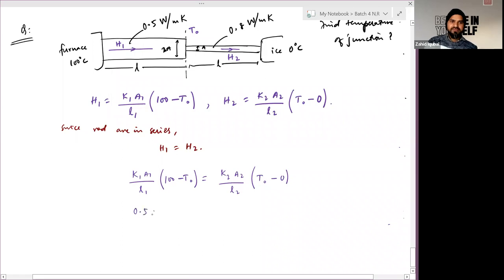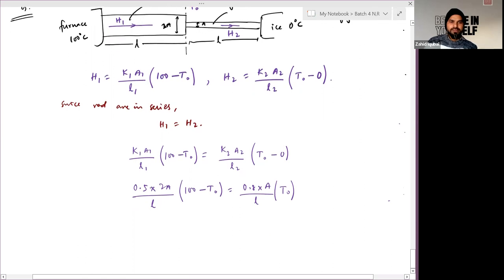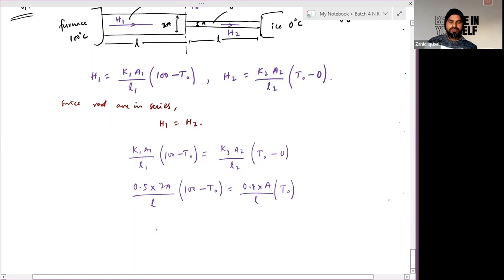K1 is 0.5, A1 is twice of A, L1 is L, temperature difference is 100 minus T naught. K2 is 0.5, A is the area, length is L, temperature difference T naught. So A by L will cancel out. So you're left with 0.5 into 2, that will be 1, multiplied by 100 minus T naught equals to 0.8 into T naught.